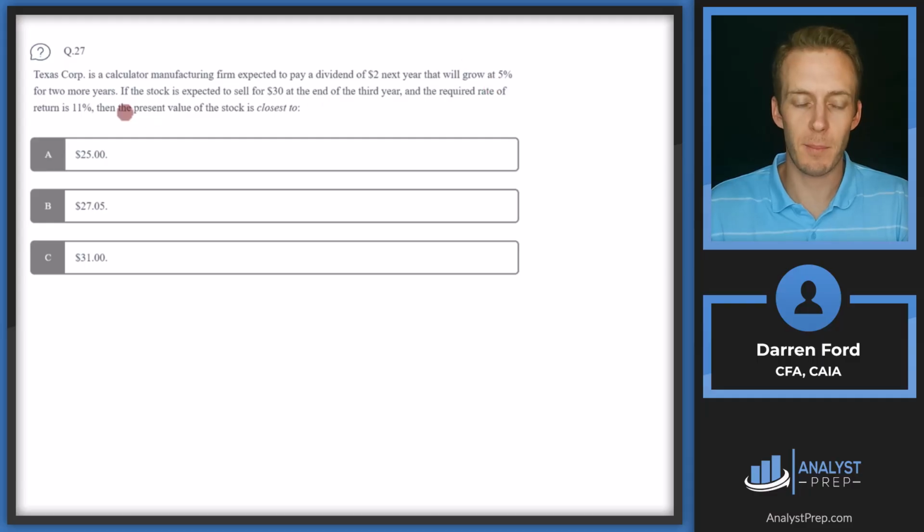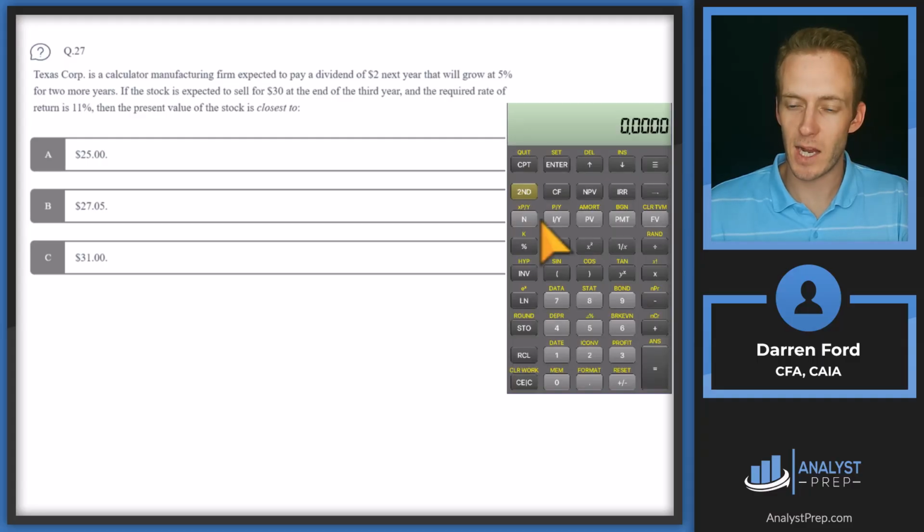Texas Corp is a calculator manufacturing firm expected to pay a dividend of $2 next year that will grow at 5% for 2 more years. If the stock is expected to sell for $30 at the end of the 3rd year and the required rate of return is 11%, then the present value of the stock is closest to $25, $27.05, or $31. So we're going to be using the cash flows function on our calculator to calculate this.